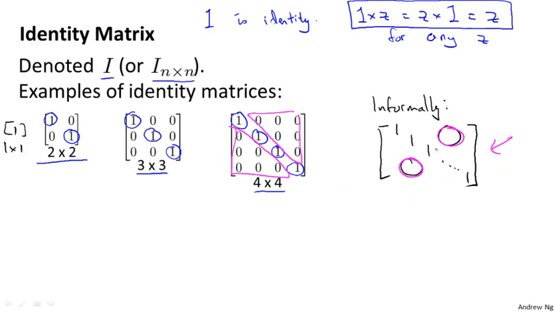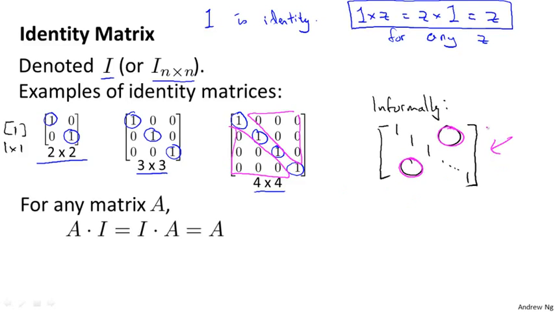It turns out that the identity matrix has this property that for any matrix A, A times I equals I times A equals A. So that's a lot like this equation that we had up here, right? 1 times z equals z times 1 equals z itself. So I times A equals A times I equals A.